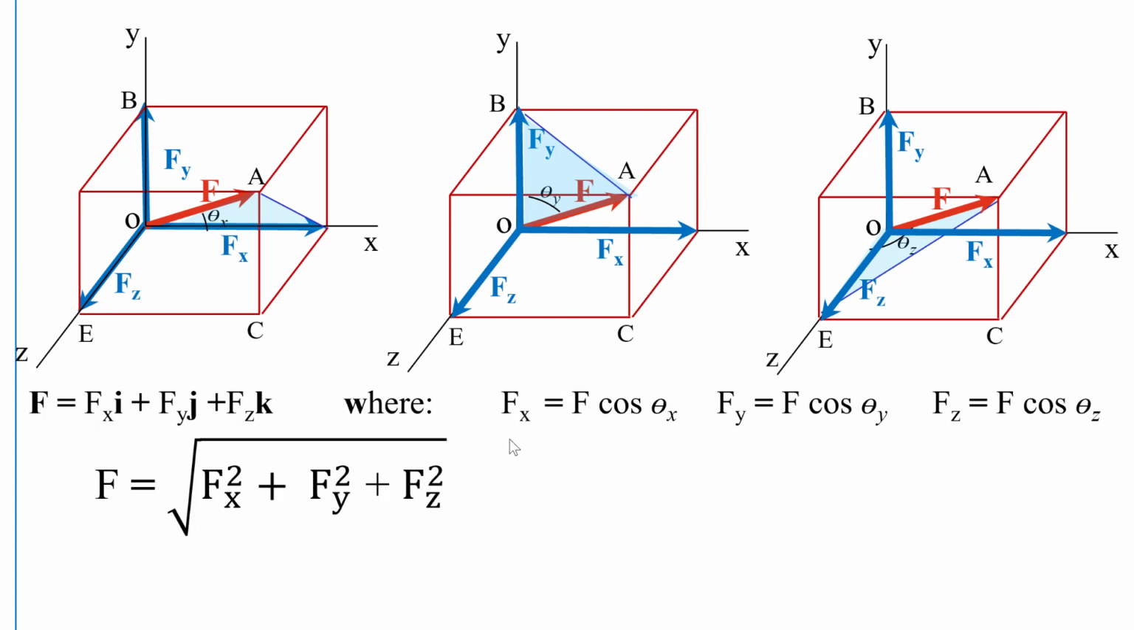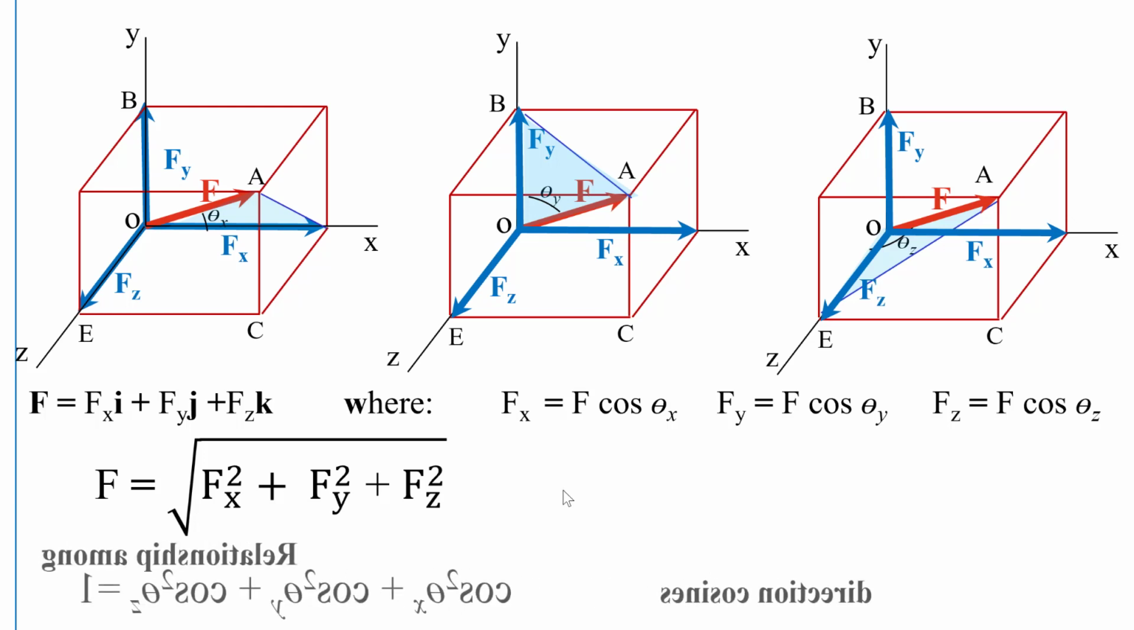As I mentioned earlier, the x component of the force is equal to F cosine theta x, the y component is equal to F cosine theta y, and similarly the z component is equal to F cosine theta z. Just in case we have the components, can we get the force? Yes, you can do so by taking the square root of F_x squared plus F_y squared plus F_z squared. When you take the square root of that, you get the force F.